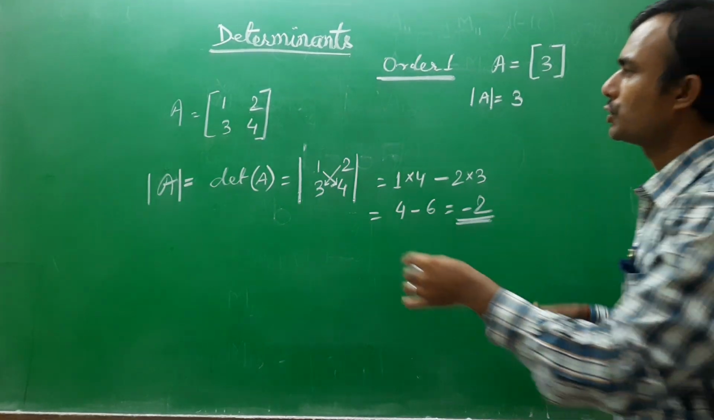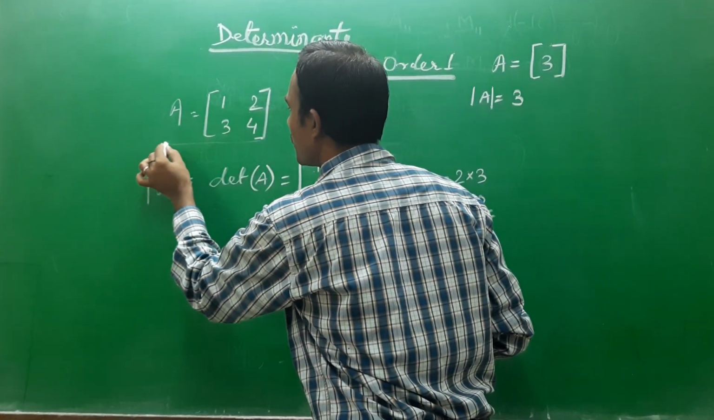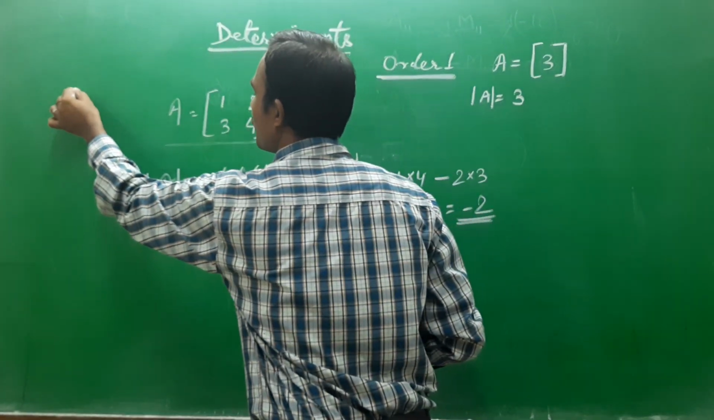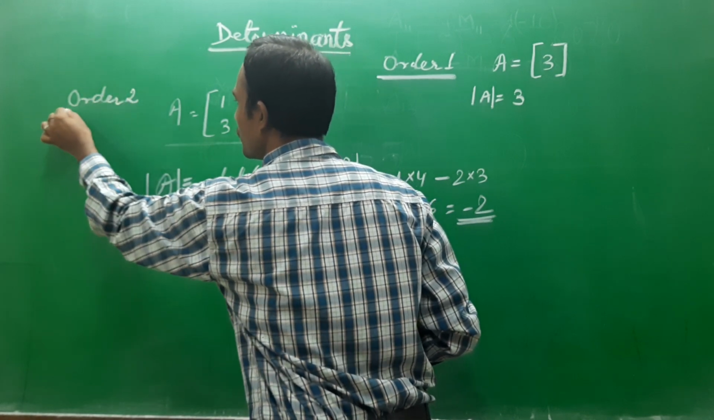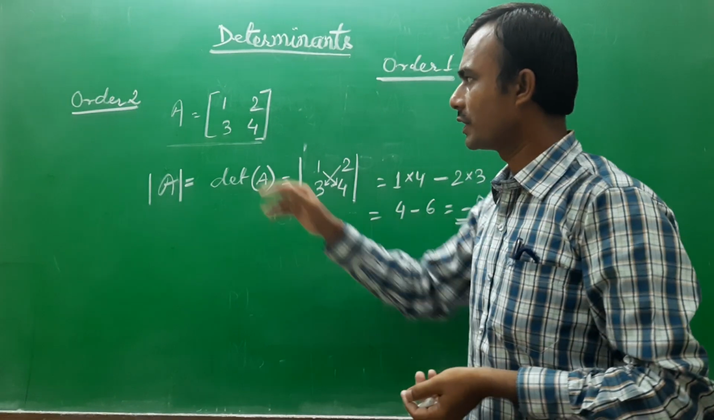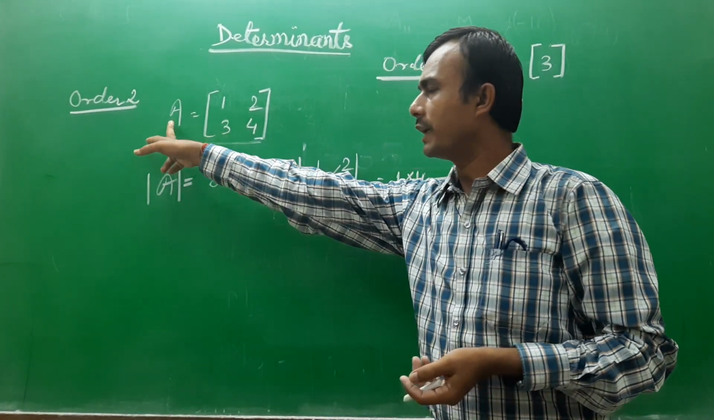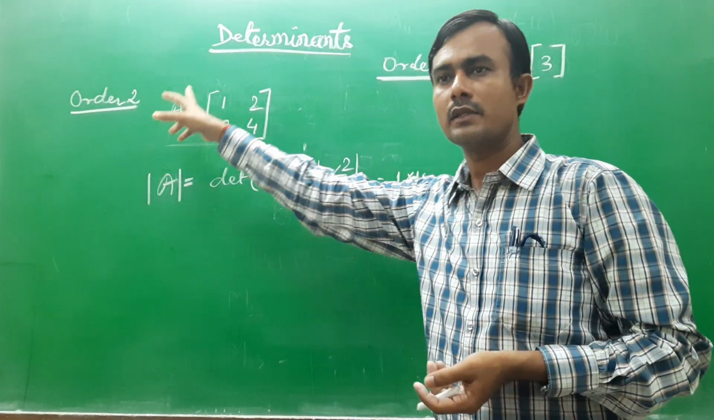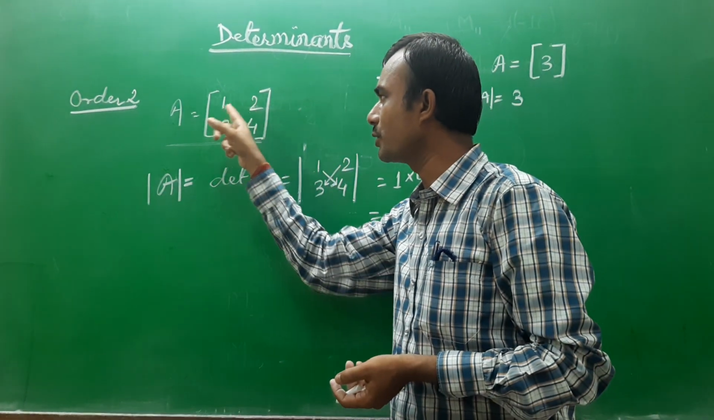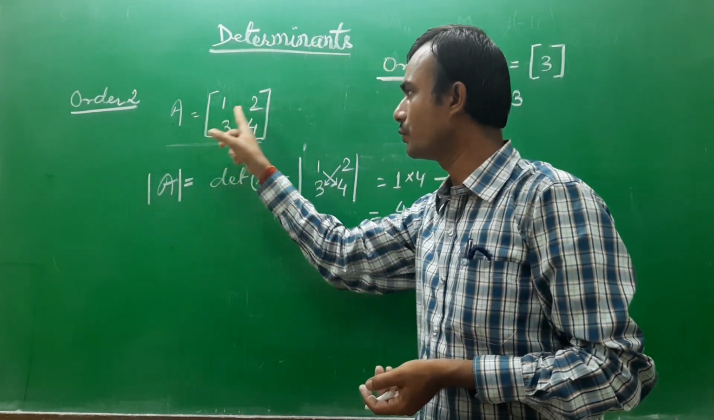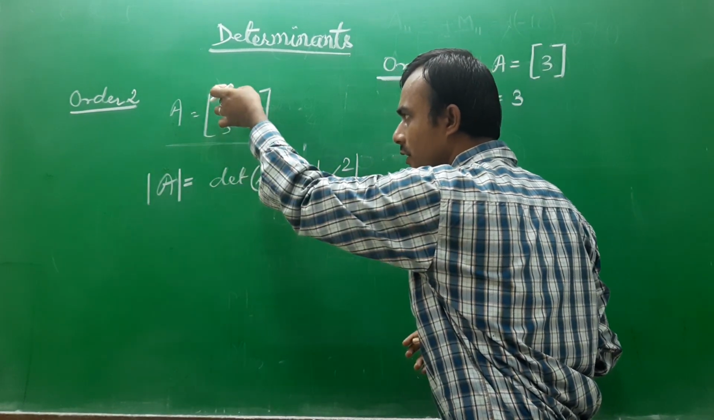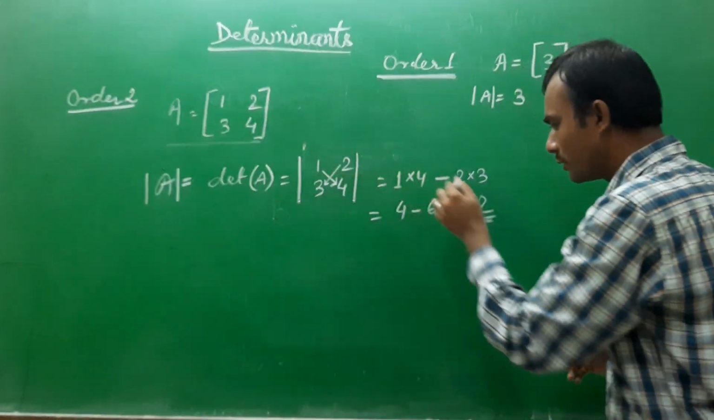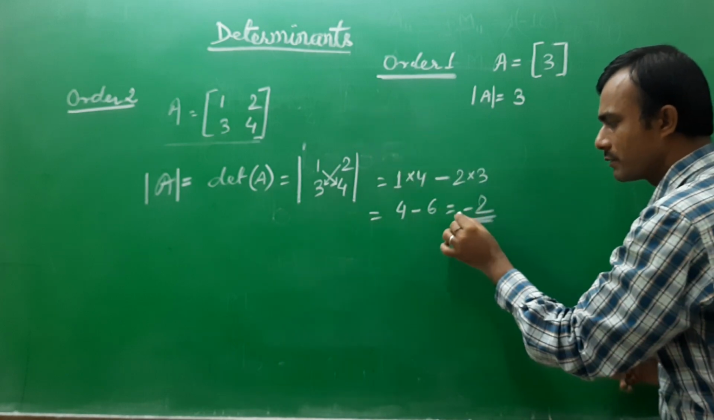Now come to order 2. The example we have taken is of order 2. In order 2, matrix A has 4 elements because the order is 2 into 2: 1, 2, 3, 4. How do we find the determinant of A? By cross multiplication. The number associated with the matrix is minus 2.